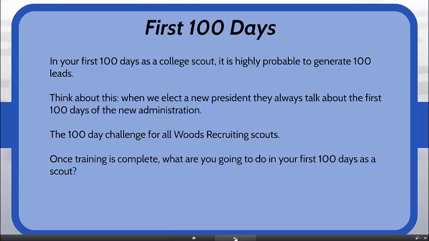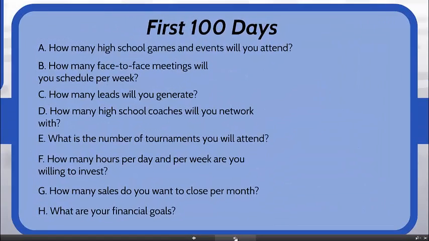Once you've completed this training, now the clock is ticking. You have 100 days to get it going. So it's critical to get off to a good start in your first 100 days as a scout.